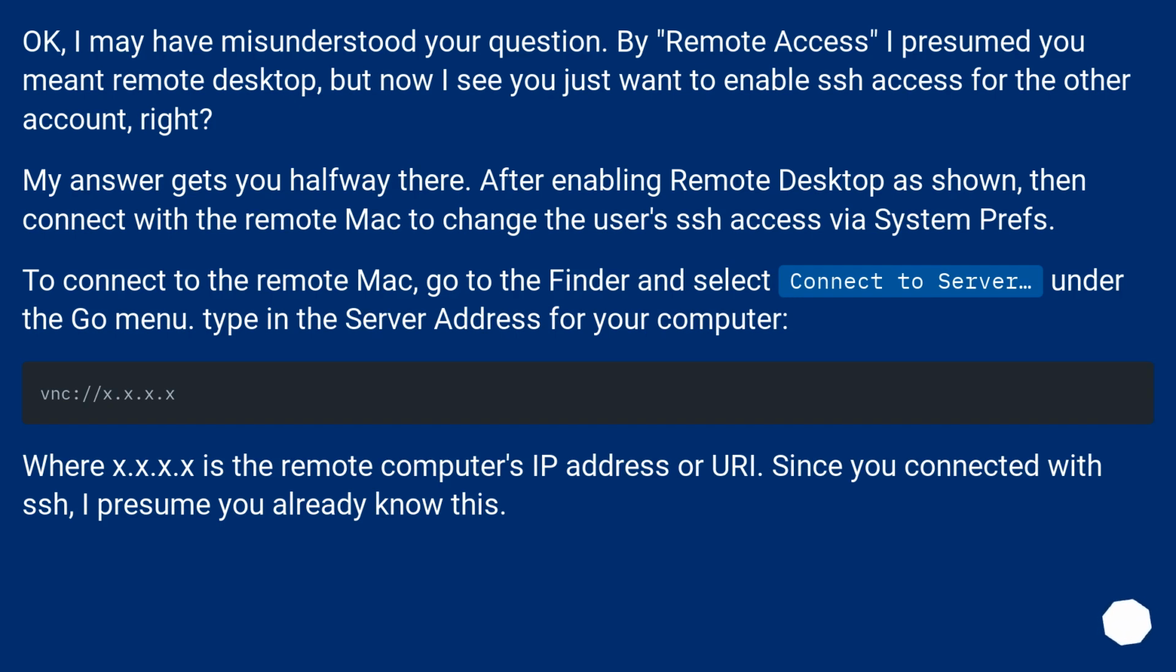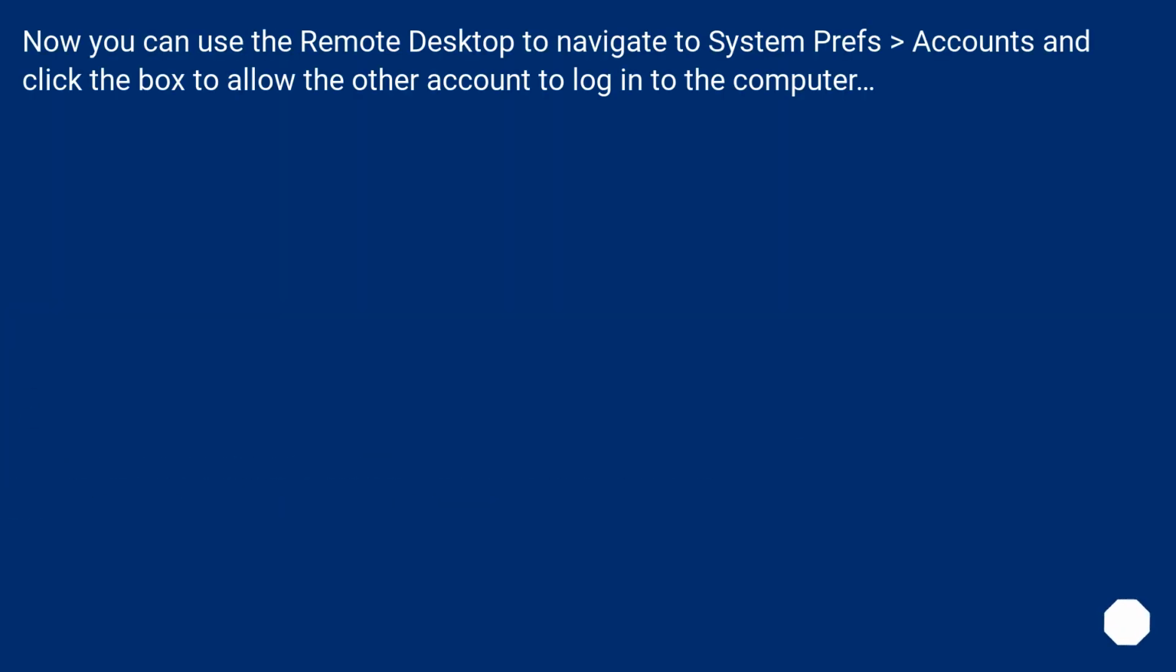To connect to the remote Mac, go to the Finder and select Connect to Server under the Go menu. Type in the server address for your computer, where XXXX is the remote computer's IP address or URI. Since you connected with SSH, I presume you already know this. Now you can use the remote desktop to navigate to System Prefs, Accounts and click the box to allow the other account to log into the computer.